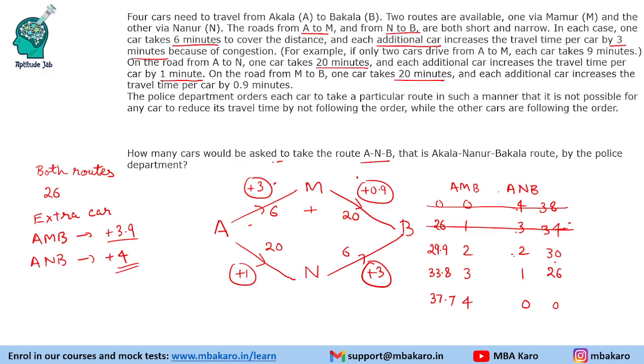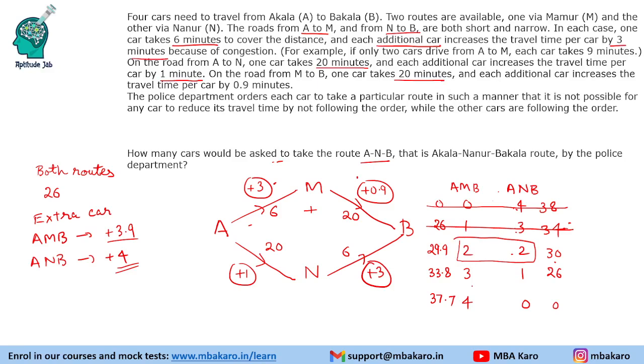Now if you look at this scenario, if this car going at 30 breaks the rule, that means it will take more time, 33.8 minutes, so it will not break the rule. It will not break the rule because it will take more time. So the answer should be 2 2.